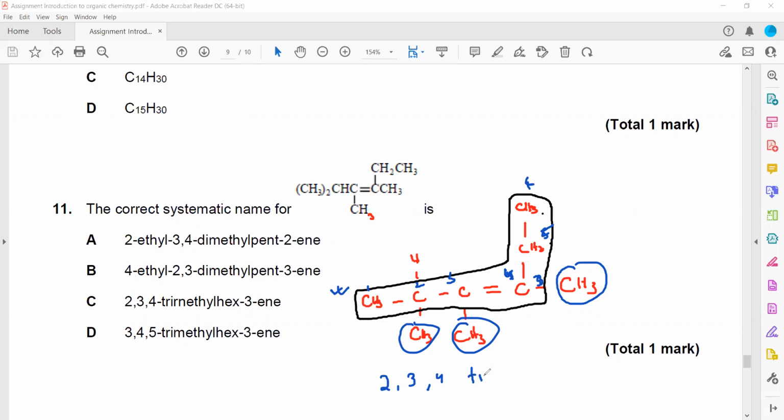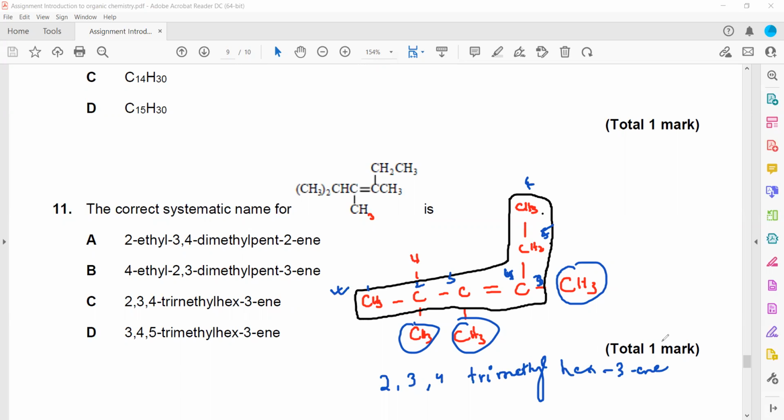So for 3 identical branches, it is tri. And each branch contains 1 carbon, so it is meth and yl, methyl. And there are 6 carbon atoms, 1, 2, 3, 4, 5, 6, so it will be hex. And the double bond is at the third carbon, that's why it is hex-3-ene.